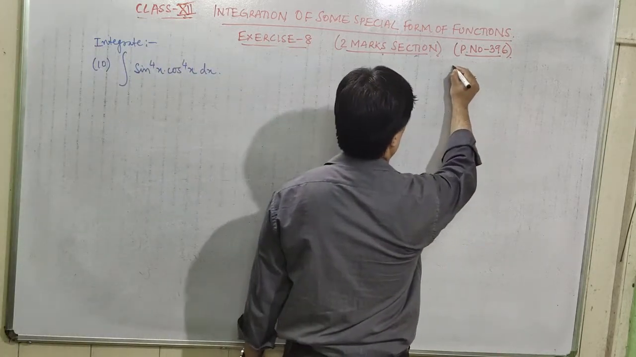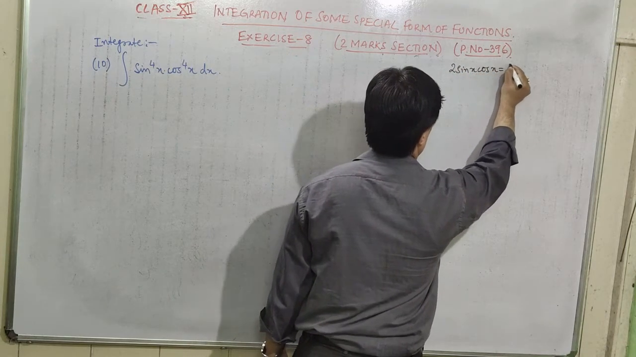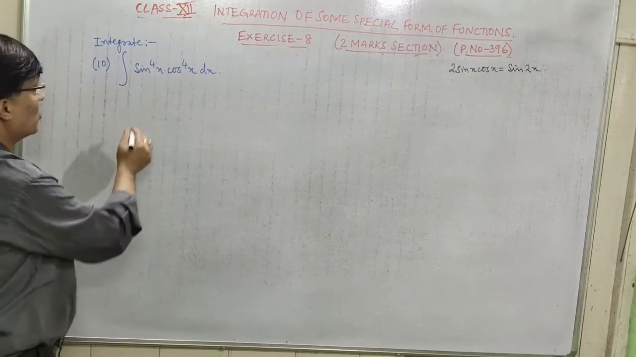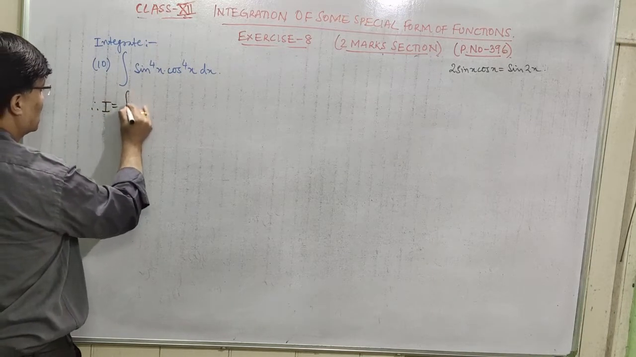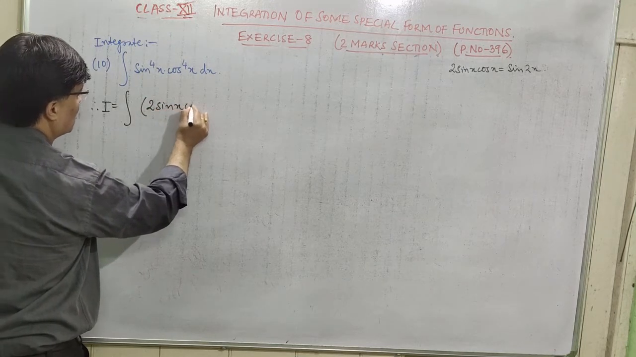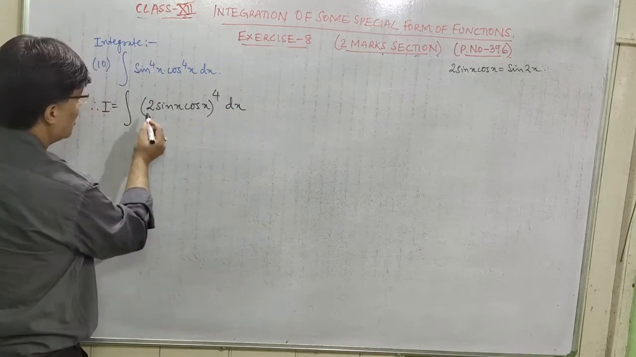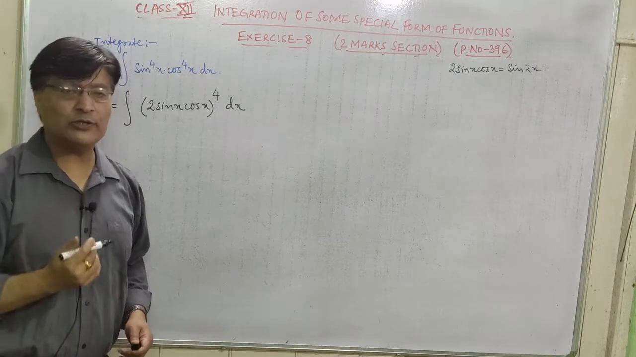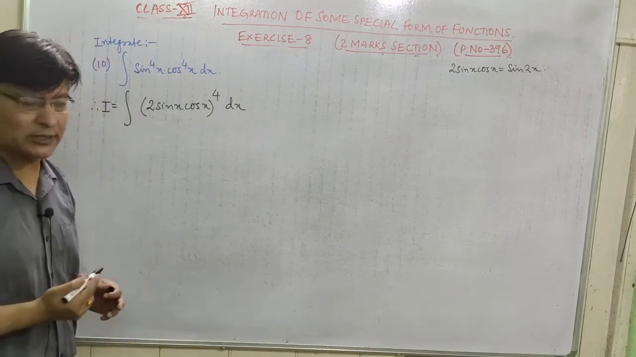So in this case we can use the formula 2 sin x cos x, which is equal to sin 2x, right? But since both the powers are 4 here, let us write I is equal to integral 2 sin x cos x whole to the power 4 dx. So we are writing here 2 sin x cos x, so that you can use the formula 2 sin x cos x is equal to sin 2x. You know the formula, isn't it?